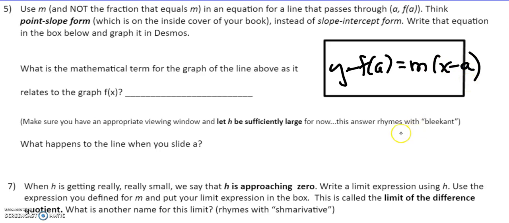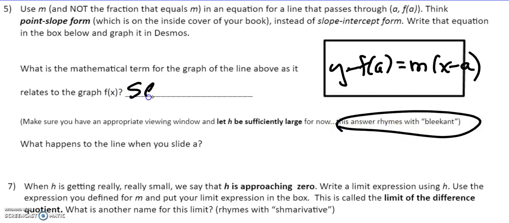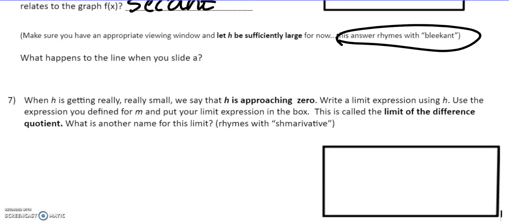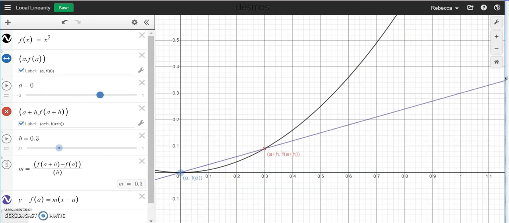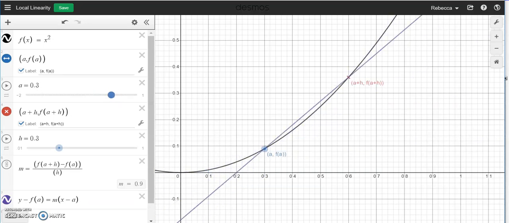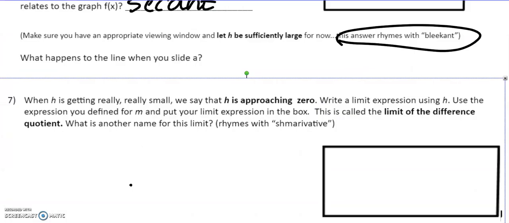It says, what is the mathematical term for the line above as it relates to the graph of f of x? Hint, the answer rhymes with bleakant. This would be the secant. That's what we're looking for. What happens as you slide a? Well, if we look back here, if we take a look and see what happens when we slide a, we notice that our line is moving along as a secant line, touching 2 points along our x squared curve.